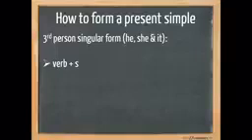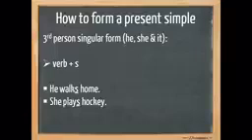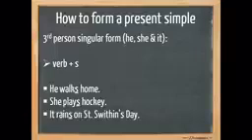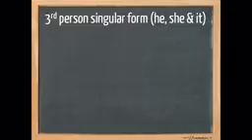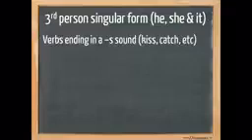For the third person singular form, he, she, and it, we do something else. We use the infinitive form of the verb, but we add an S. For example, he walks home. She plays hockey. It rains on St. Swithin's Day.